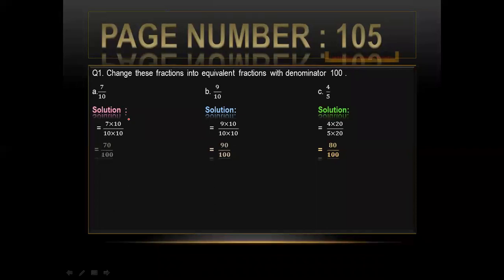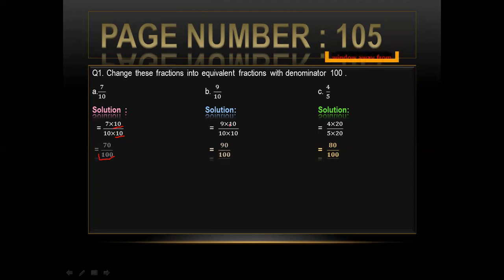Part A is 7 over 10. And you know, if we multiply 10 with 10, the denominator will become 100. So for this, we multiply the numerator and denominator both with 10. 7 multiplied by 10 is 70 and 10 multiplied by 10 will be 100. This method is not new for you. In the previous pages, we have done it many times.